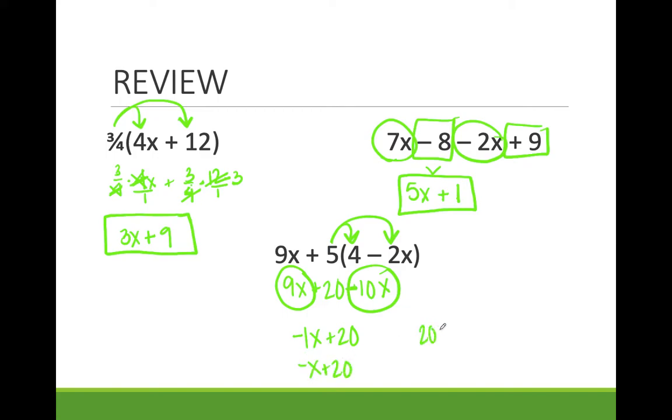You could write 20 minus 1x. You could write 20 minus x. You could write 20 plus a negative 1x, or 20 plus a negative x. Lots of different correct ways to write that one.